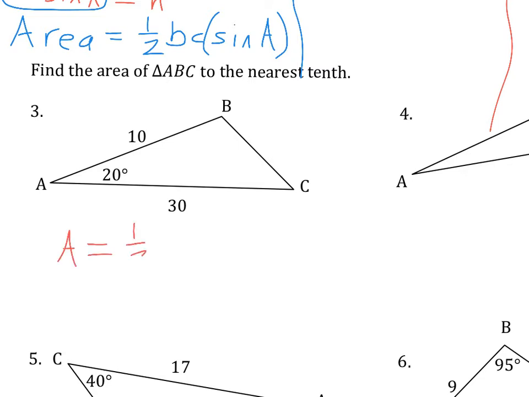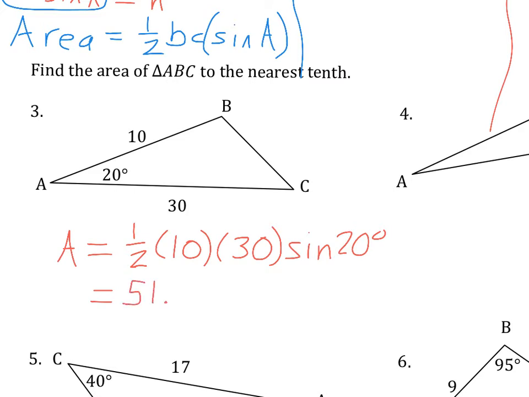So 1/2, we're given one side is 10, one side is 30, and then the sine, do we have the angle in between the 10 and the 30? We do, it's 20 degrees. Rounding to the nearest tenth, we get 51.3. And I'm not a fan of writing units when there are no units. If you want to write the word units squared, that's fine.